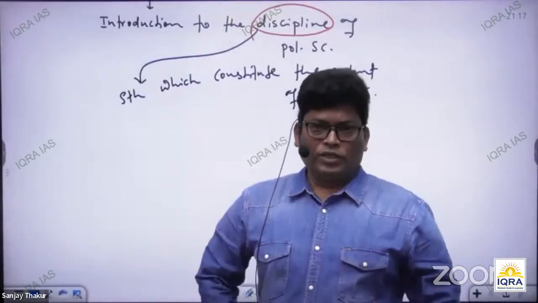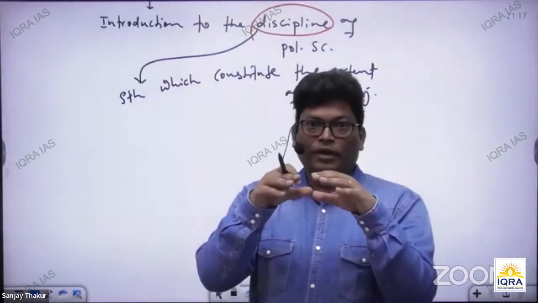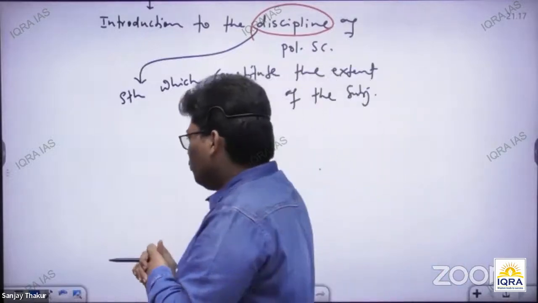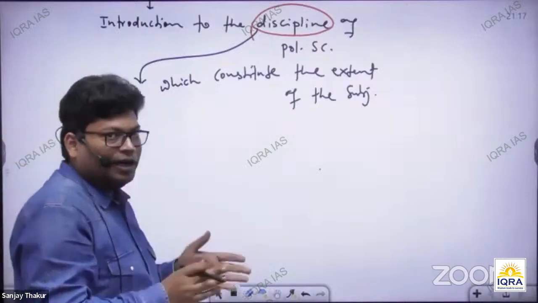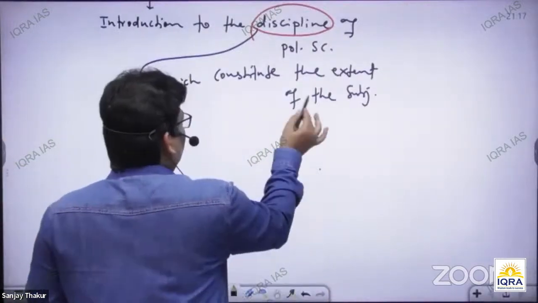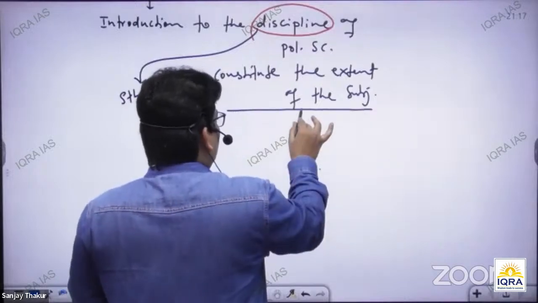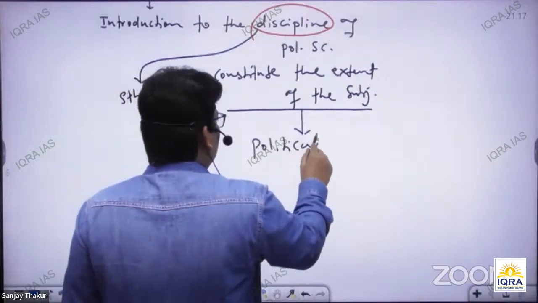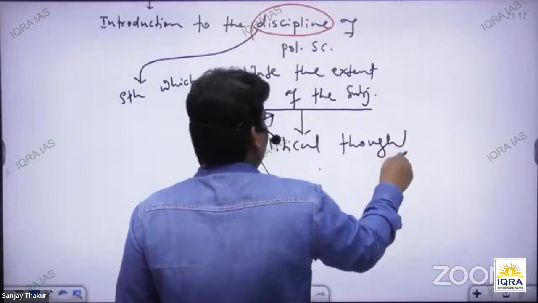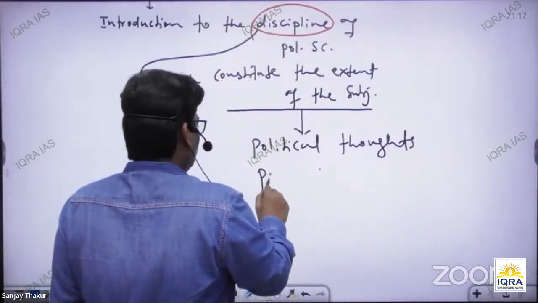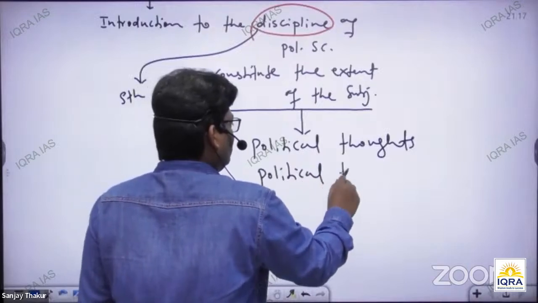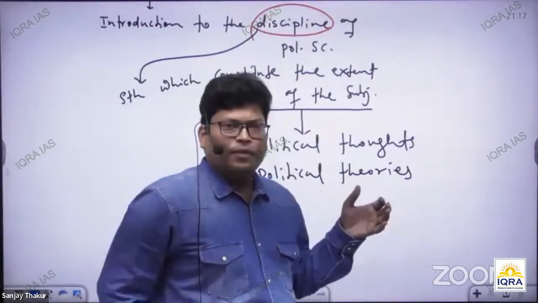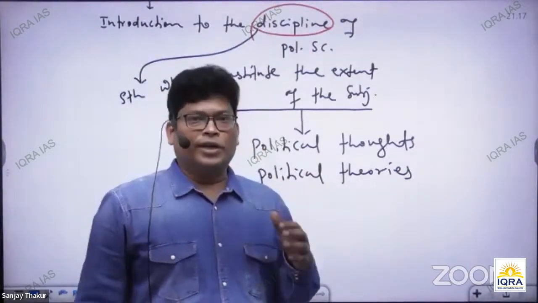Means what are the components which are used to formulate the limit of the entire design of the subject like political science. Focusing upon those components, we shall be studying in our syllabus. The components which constitute the subject political science are basically political thoughts, political theories, and of course, while studying political theories, we shall also be studying different sorts of political ideologies.